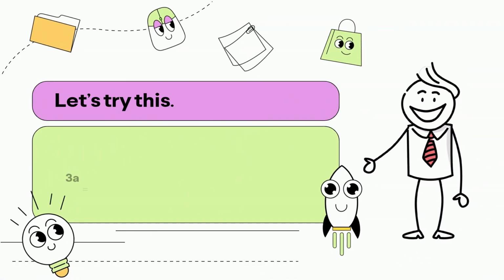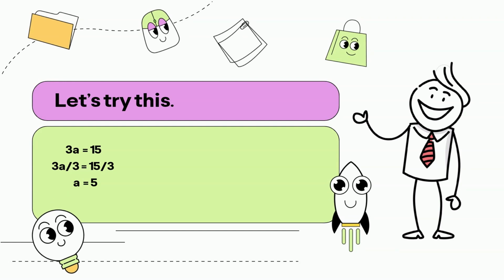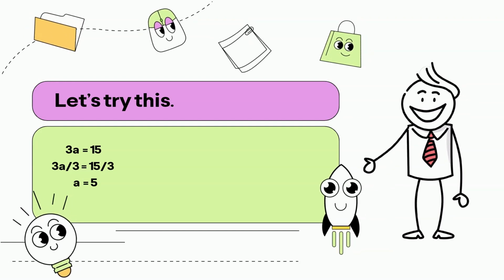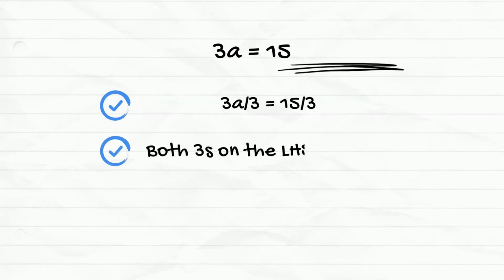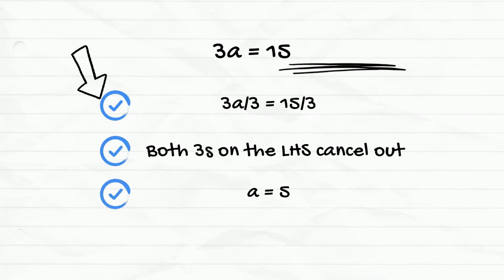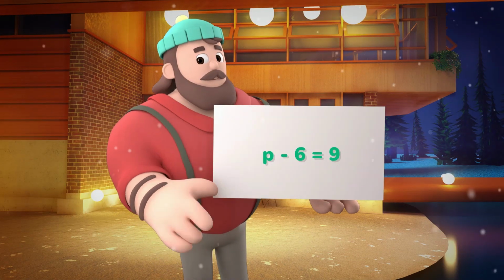Do you understand what is happening here? Let's break it down. It says 3a equals 15, which means 3 times a. So, we divide both sides by 3. We get the answer as 5.